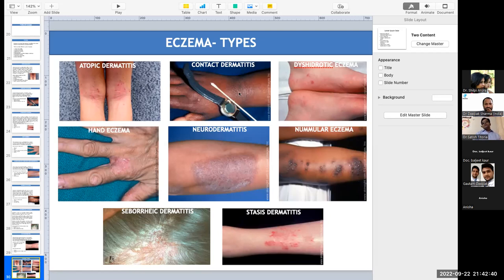Contact dermatitis means, suppose a patient comes with a problem where they are tying some metal things, like if this patient is tying a wristwatch over here and developing the same lesion, then it's more likely contact dermatitis. Then there are dyshidrotic eczema, hand eczema, and neurodermatitis. With these pictures only, you can differentiate the different types. So eczema is a group of diseases. Once we see eczema, its treatment is a little different according to the subtype of that eczema.